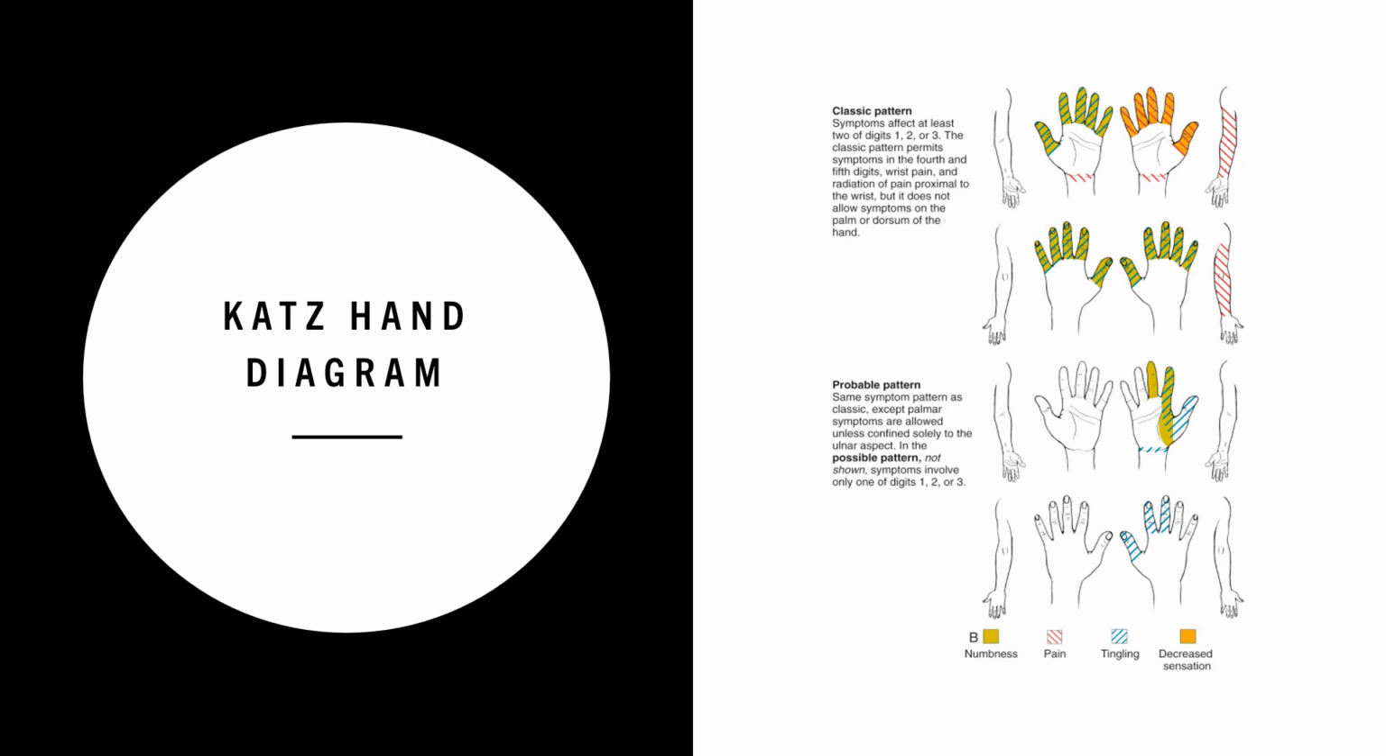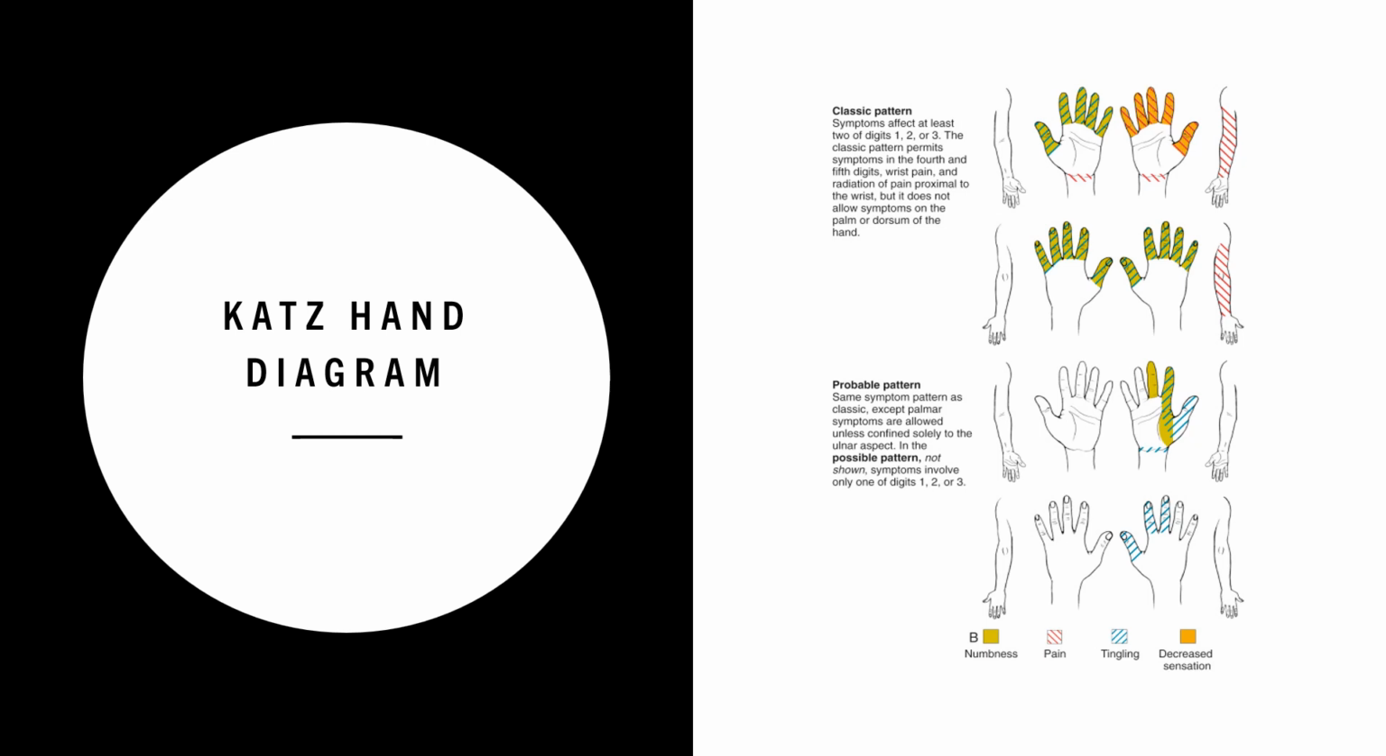The classic pattern of this would be symptoms affecting at least two of the digits of the thumb, index finger, or long finger, which is the first, second, or third finger. It permits symptoms in the fourth or fifth digits, possibly. It can include wrist pain and radiation of pain proximal to the wrist, but it does not allow symptoms of the palm or dorsum of the hand.